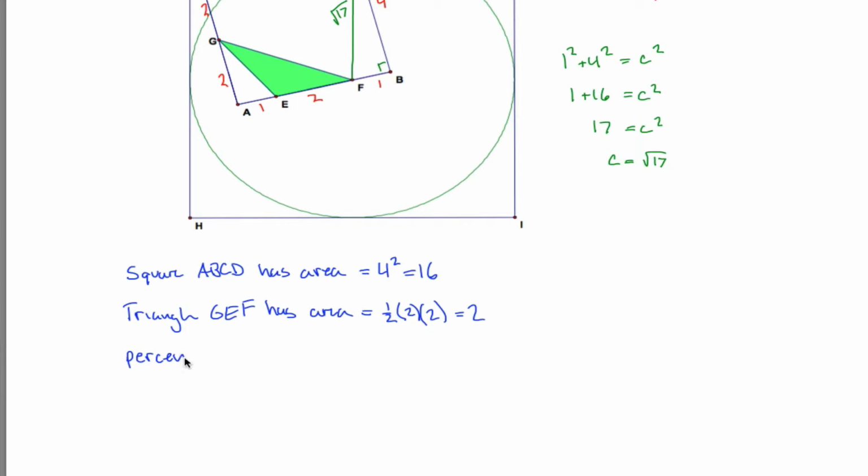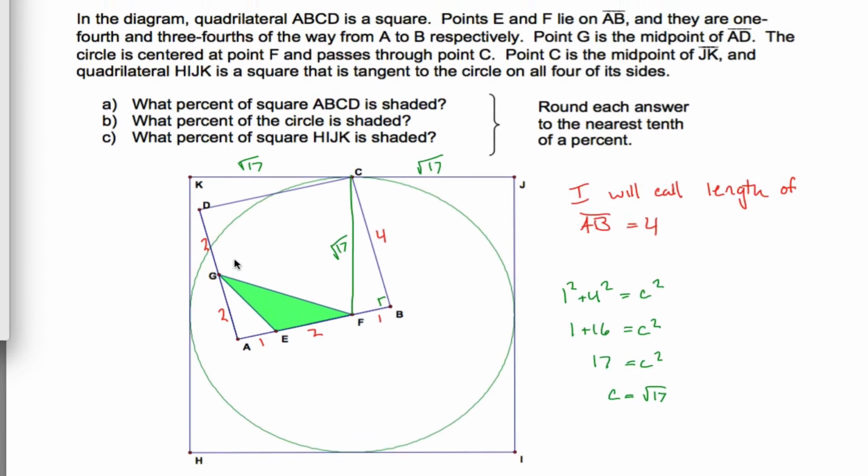So when it asks me what percentage of square ABCD is shaded, percent of ABCD shaded would be 2 over 16, which is the same as 1 over 8, which is 0.125 or 12.5%. No rounding necessary. So that takes care of part A.